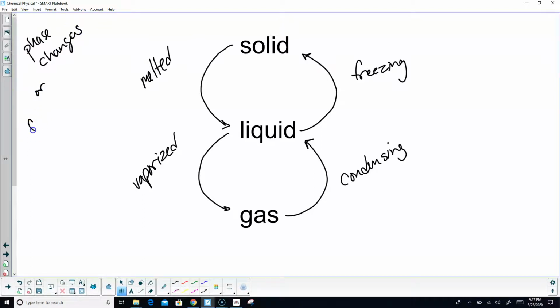Or we're going to say changes in state of matter. It's important to note all of those are physical changes. It's still the same substance, it's just how the particles are rearranged.